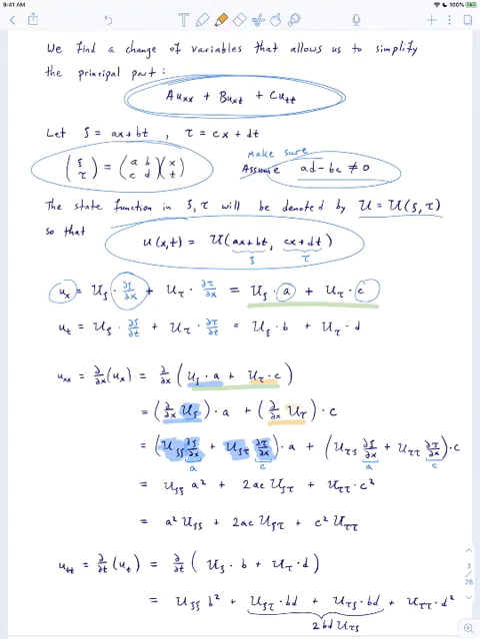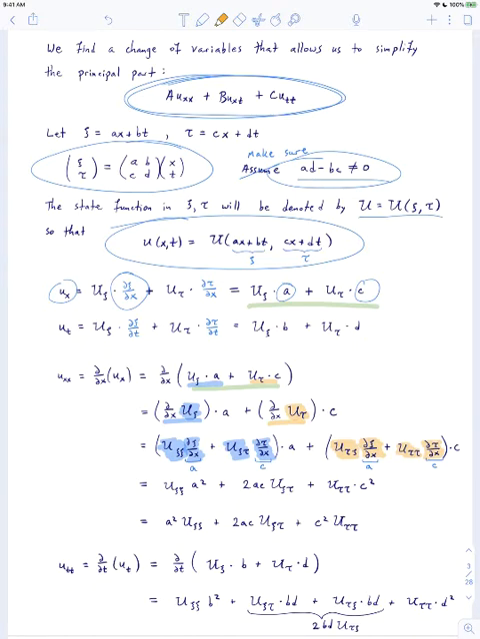But now we want to differentiate u sub tau. So first we differentiate it with respect to c, and then multiply by the derivative of c with respect to x, which is a, like it was before. And then we add in the derivative of u sub tau with respect to tau, and we multiply that by the derivative of tau with respect to x, which again is c.